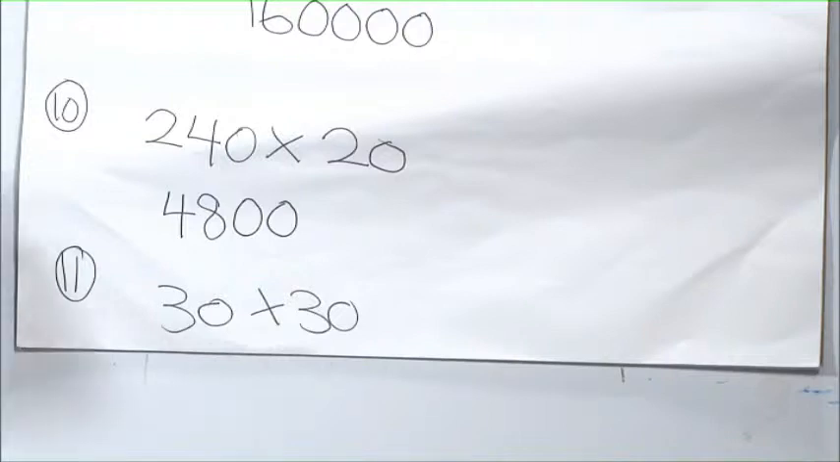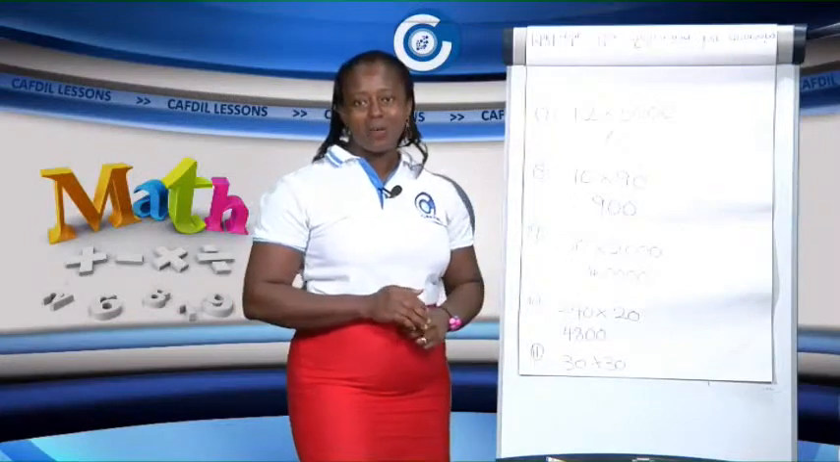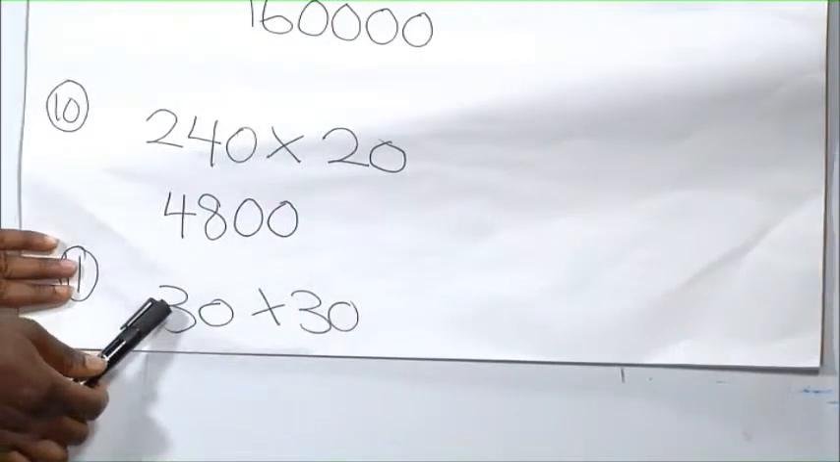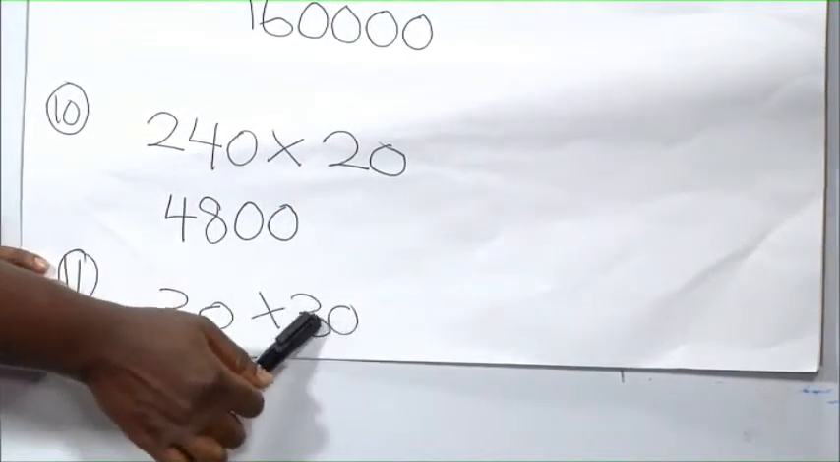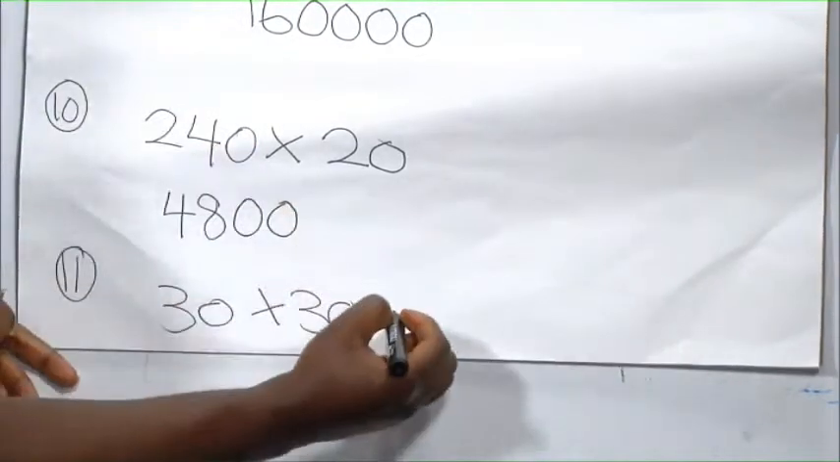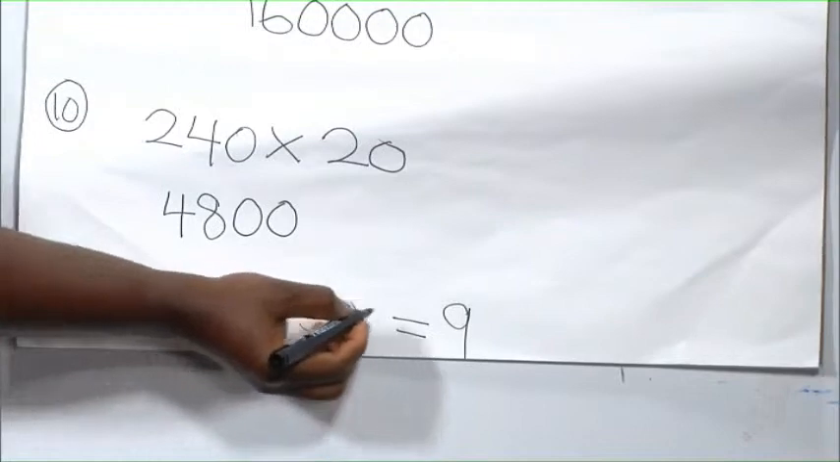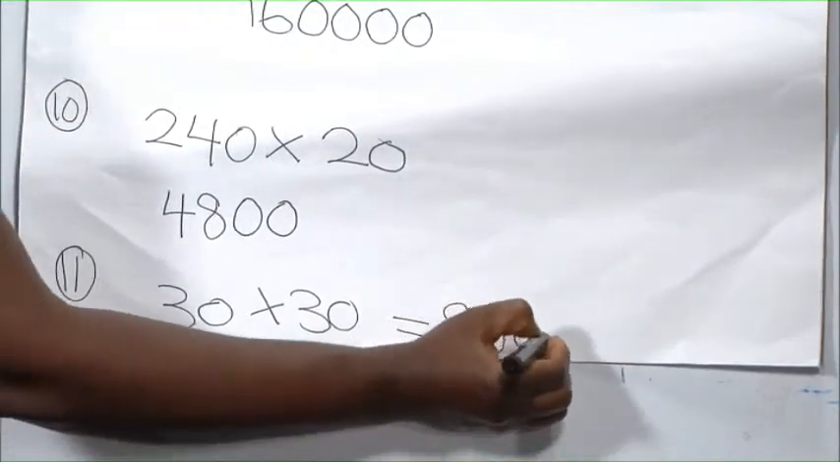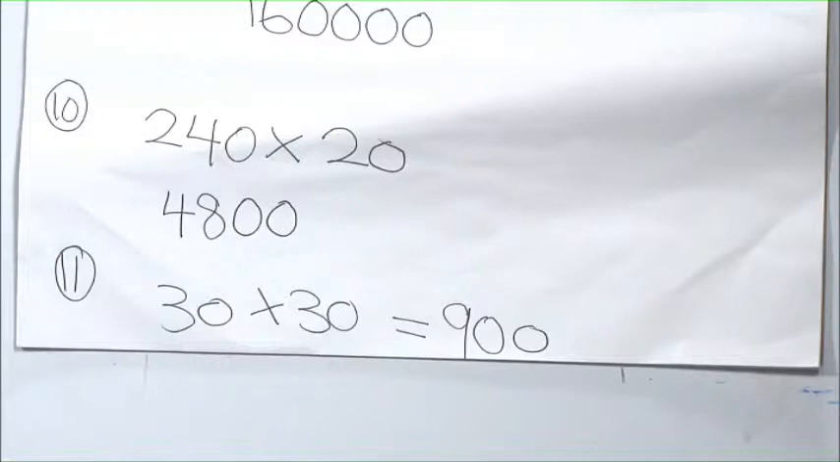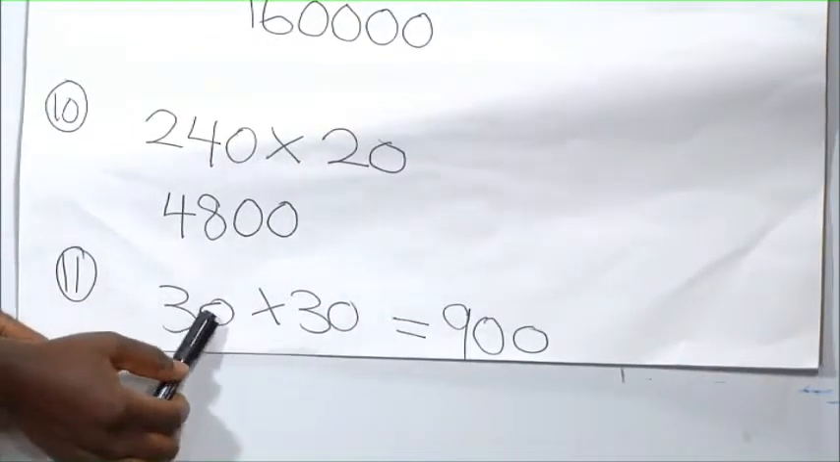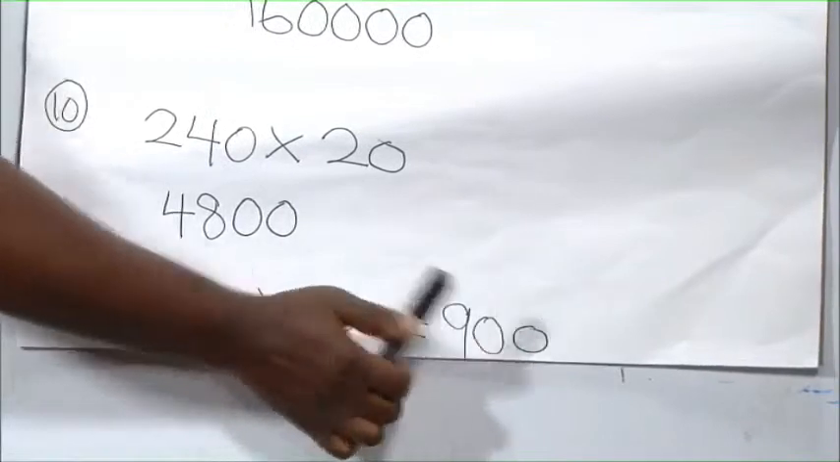Okay. I hope you've written your answer down. Good. Let's do it together. Let's multiply 3 and then 3. 3 times 3. Let's write our answer here. 3 times 3 is 9. How many zeros? 1, 2. So the result is 900. 30 times 30 is 900. 3 times 3 is 9. And then we added our 2 zeros here.